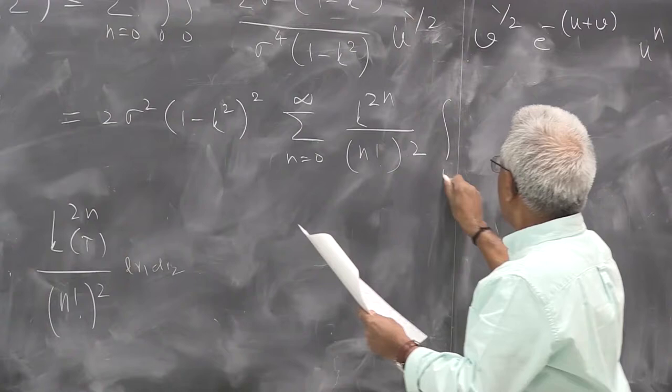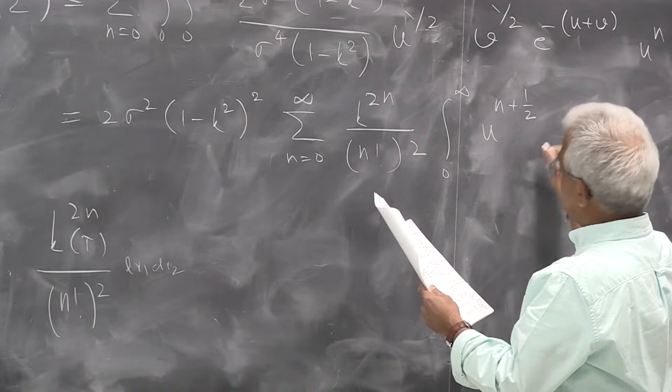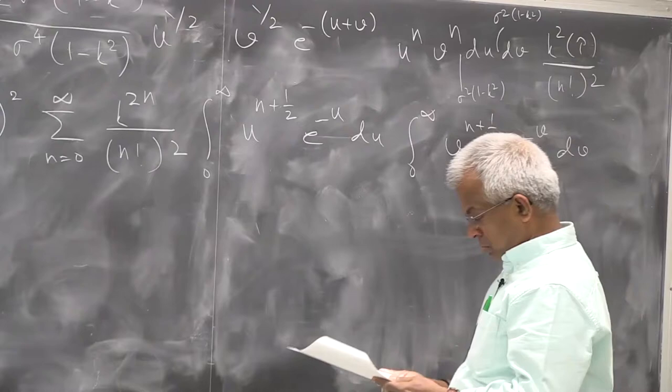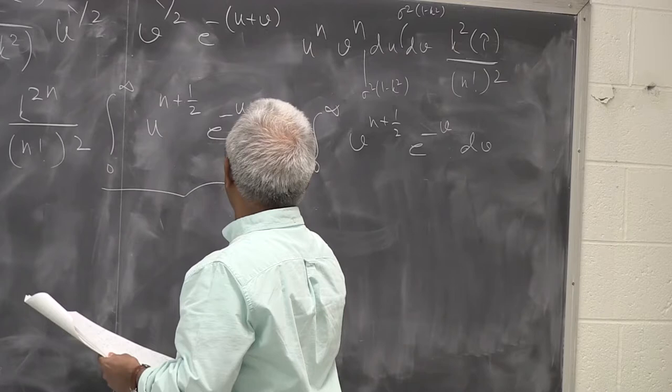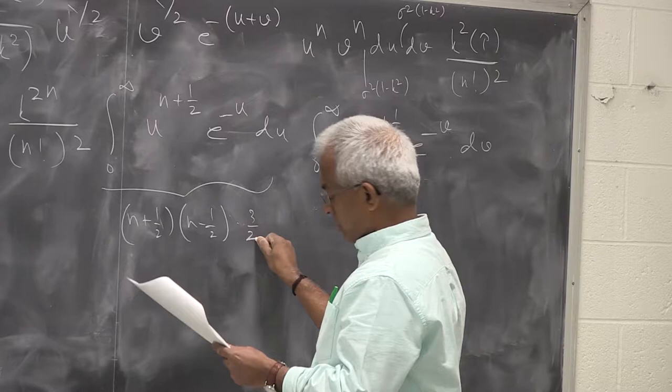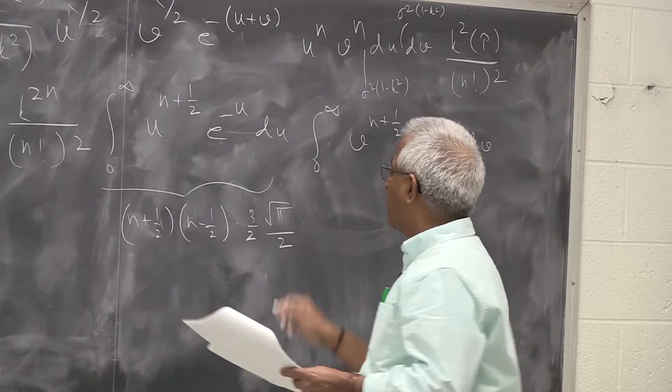Now the integrals become separate: u to the power n plus half, e raised to minus u, du. This is v to the power n plus half, e raised to minus v, dv. But each of those integrals is a gamma function. So this, of course, you can just work it out. This will turn out to be (n + half), and then (n - half), etc., up to 3 by 2, multiplied by gamma half, which is square root of pi over 2.